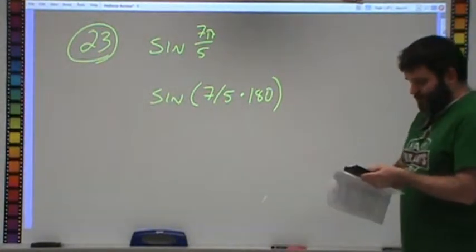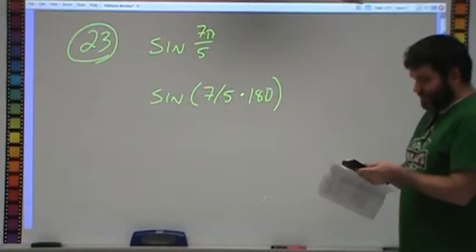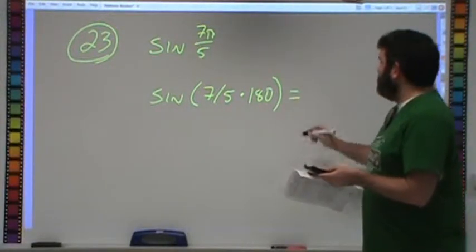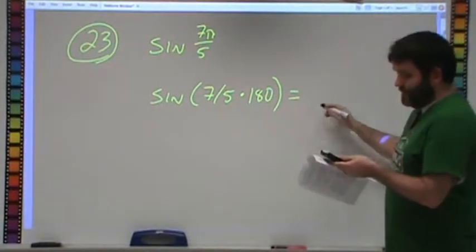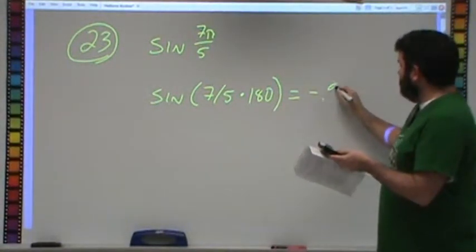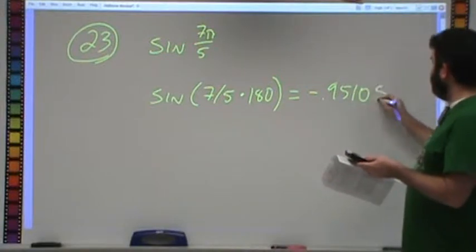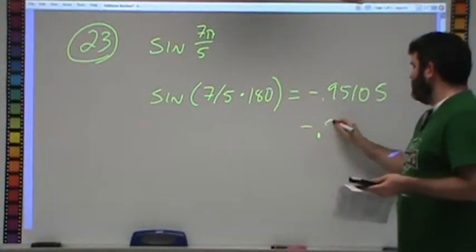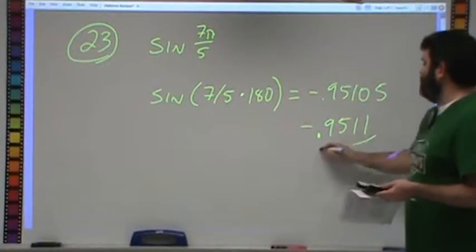So no matter which way you do it, if you do it as a radian, make sure you put your calculator into radian mode. If your calculator's in degree mode, you can type it in like this, and it'll give you negative 0.95105. That's a 5, which means that's got to go up. Negative 0.9511.